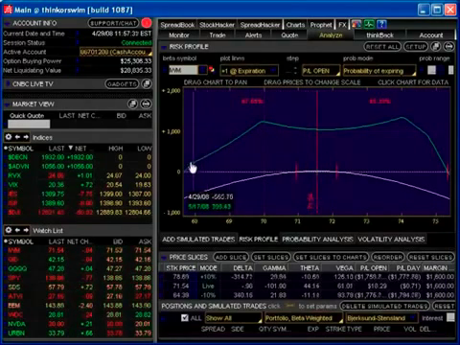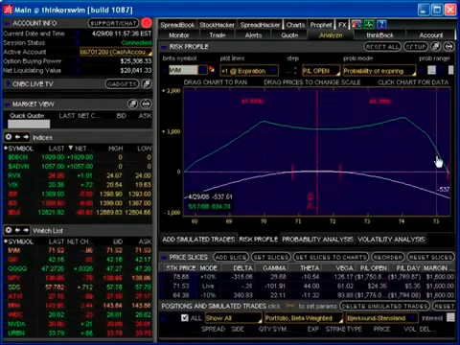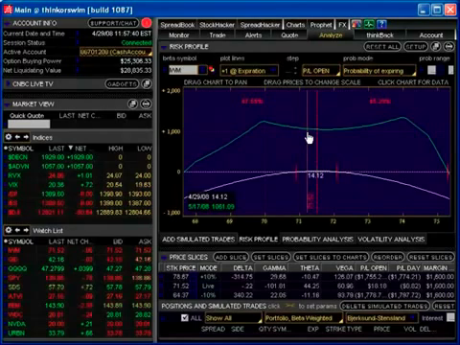If you run the cursor over this green line, this is what happens when options expire. Remember, there's only two rules of the market. One is prices will fluctuate. Number two is all options expire.